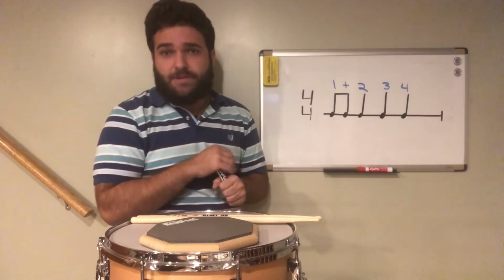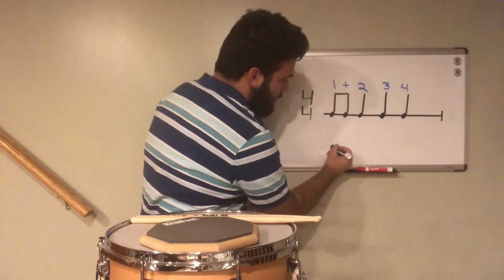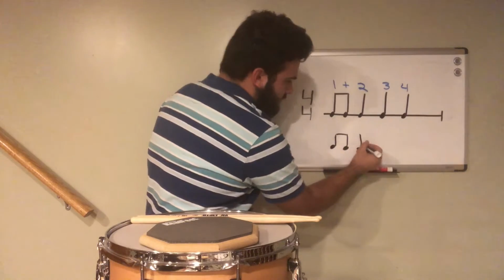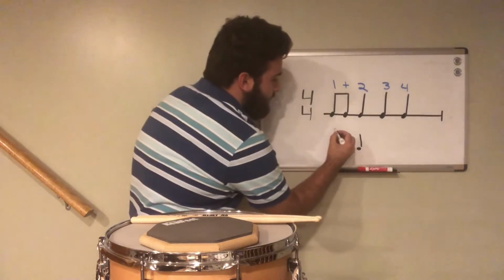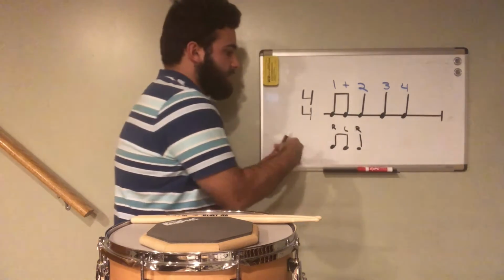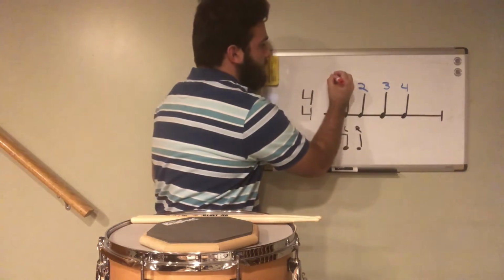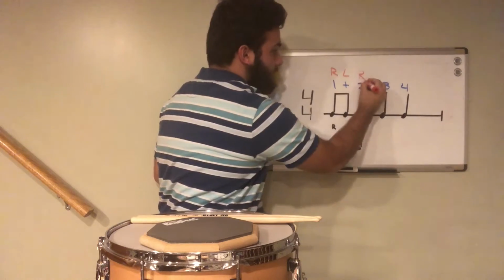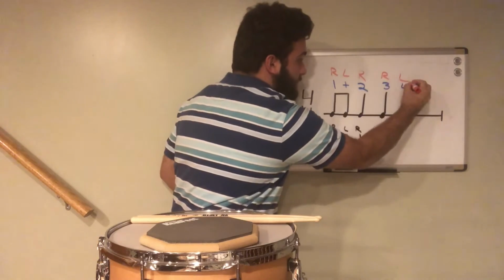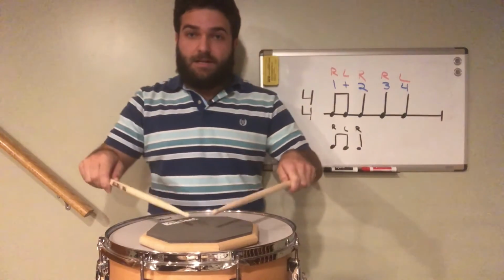Now notice when I played this rhythm, I wasn't always alternating. That is because when we have a group of 2 eighth notes and a quarter note, we're going to want to alternate this like this. Right, left, right. Now, if we were to stick the whole thing, we would have right, left, right, just like down here. But now on 3 and 4, we would have right, left.